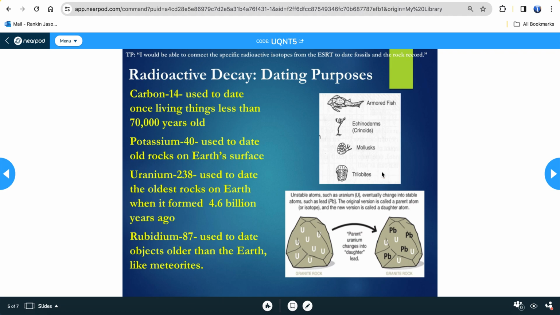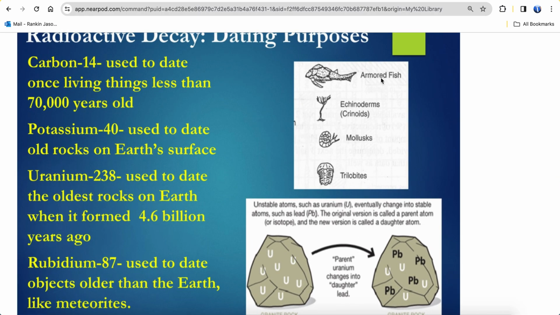All right, in these pictures here, we have armored fish, which are your placoderm fish. We have echinoderms, crinoids, mollusks, and trilobites. Mollusks are like your gastropods, which almost look like a snail-like organism. They can be aquatic or on land. We can use carbon-14 to date some of these organisms. If it's older than 70,000 years, maybe we can use some potassium-40 within it.